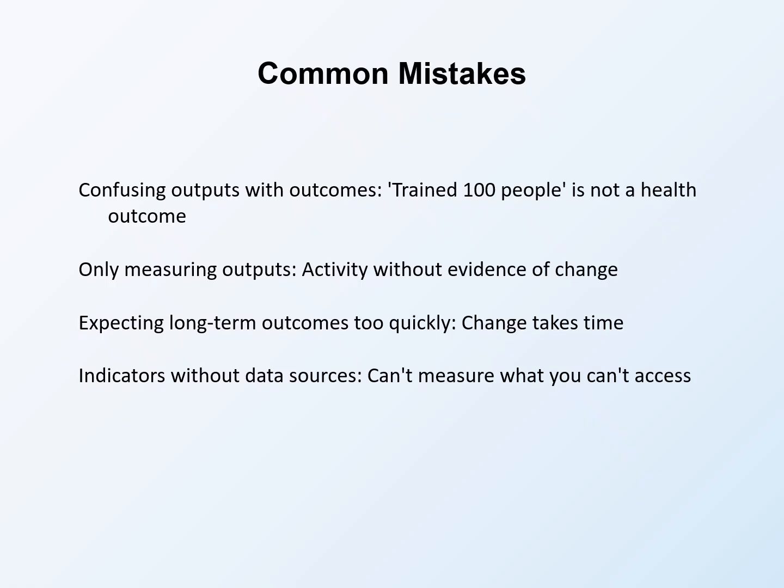Expecting long-term outcomes too quickly. If you're evaluating a one-year program, you probably can't measure long-term health impacts. They take longer to manifest. Set realistic expectations for what can be measured in your time frame. And indicators without data sources. Saying you'll measure quality of life doesn't work if you have no mechanism to assess quality of life. Match indicators to available data.